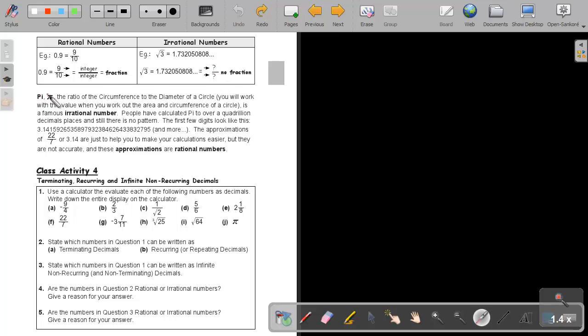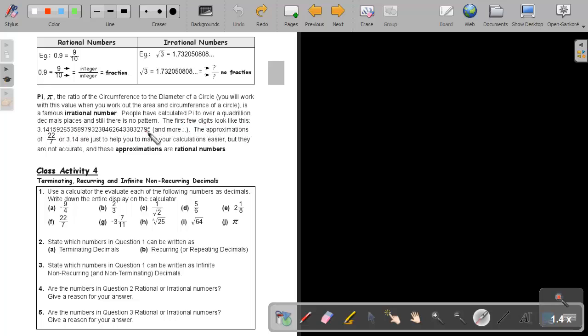Now pi, the symbol for pi, the ratio of the circumference to the diameter of a circle, you will work with this value when you work out the area and the circumference of a circle, is a famous irrational number. People have calculated pi to over a quadrillion decimal places, and still there is no pattern. The first few digits look like this.